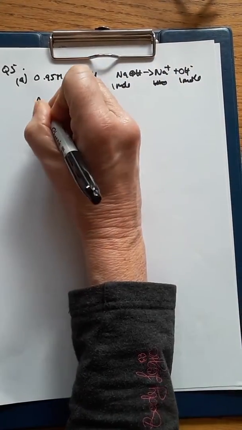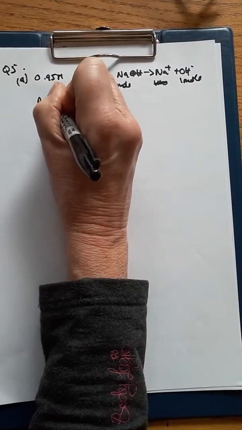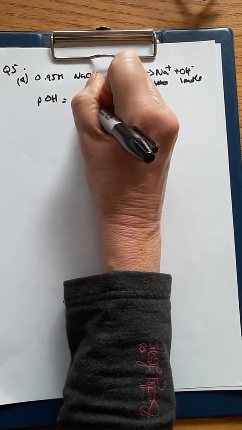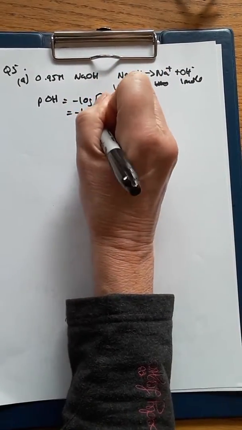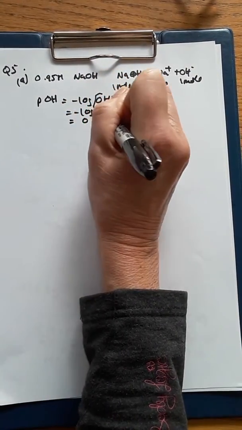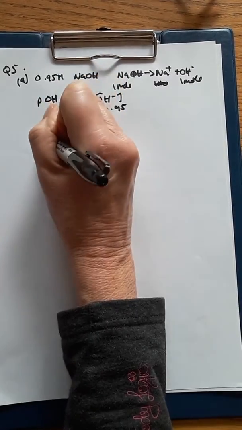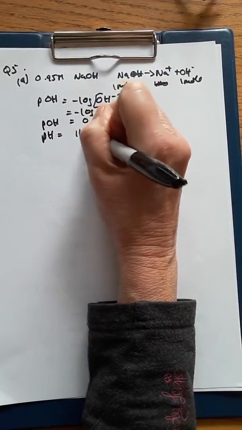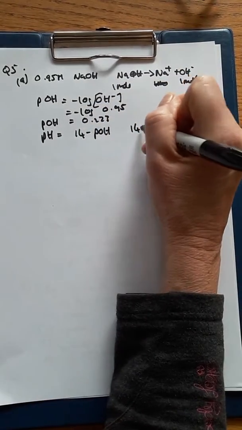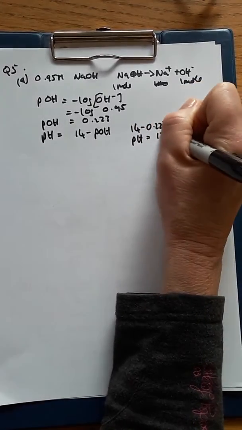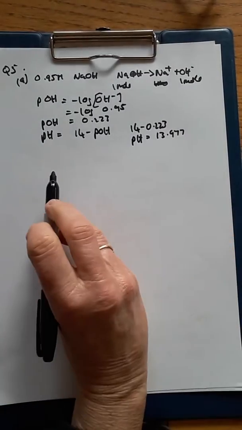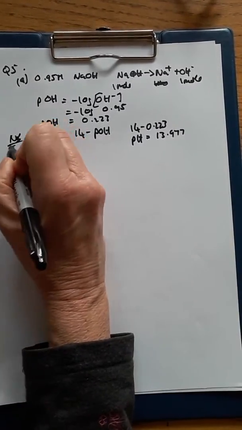So this means the pH, because it's a base, I'm getting the pOH. The pOH is equal to minus the log of the OH minus concentration. So this is going to become minus the log of 0.95. And when I work that out, I get 0.223. That's my pOH. pH is equal to 14 minus pOH. So this is going to be 14 minus 0.223, and I end up with a pH then of 13.977. So don't forget to do this last line here. For a base, you must subtract it from 14.